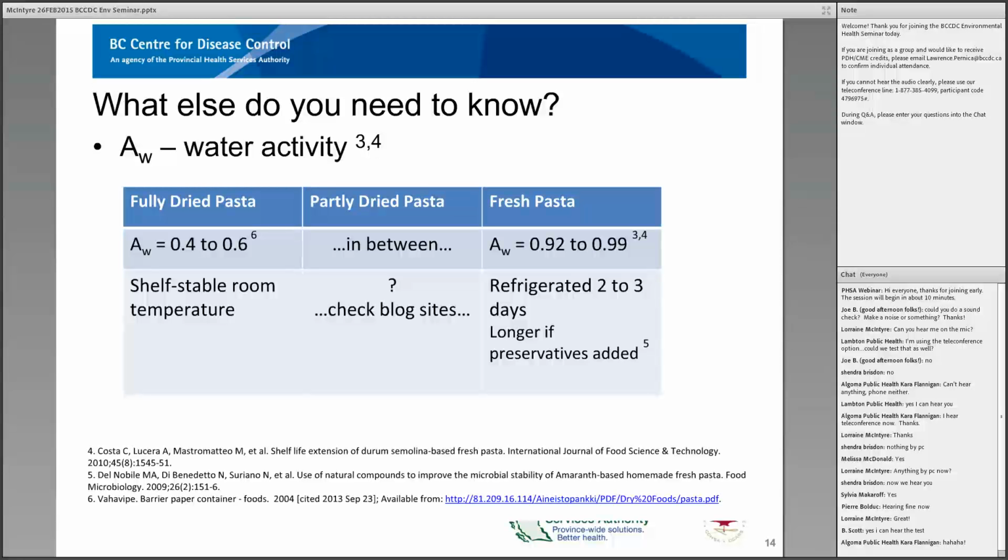For partially dried pasta, however, we really couldn't find any reliable literature. And so when that happens, sometimes you end up checking blog sites to try and get an idea of what the practice is out in the field, but we wouldn't consider those very credible sources of information. So at this point, we're not able to fully answer this question for partially dried pasta. So what else did we find out?